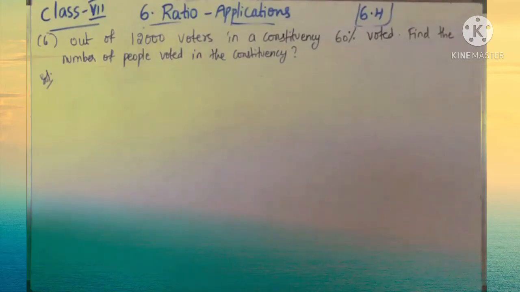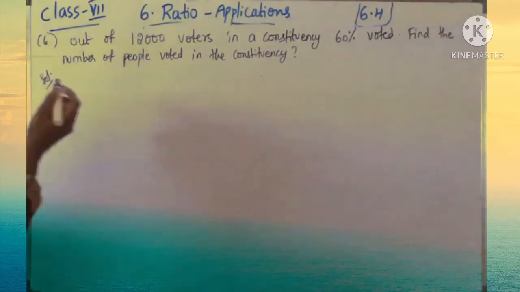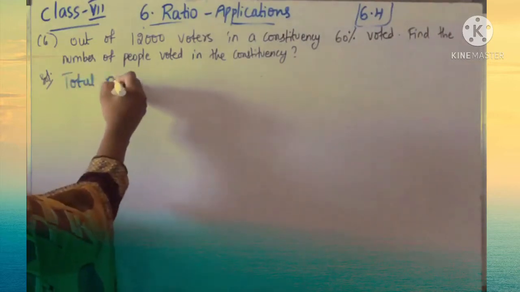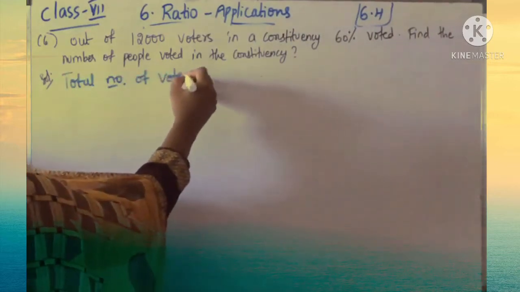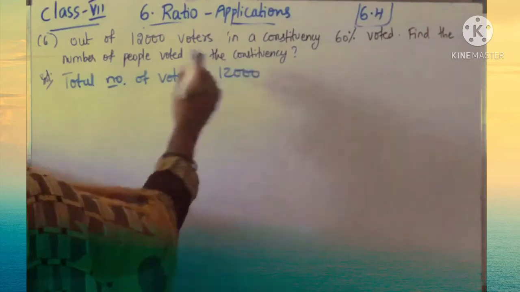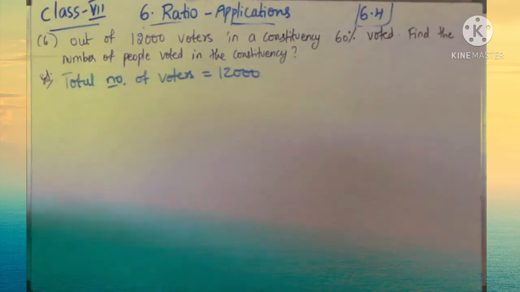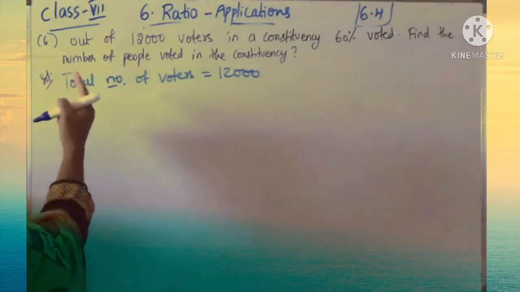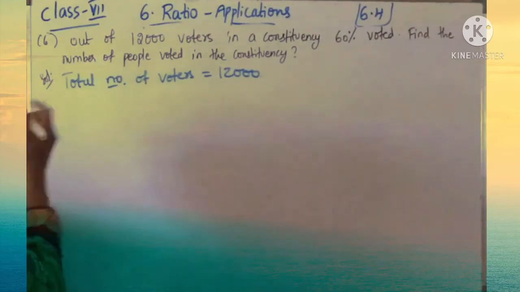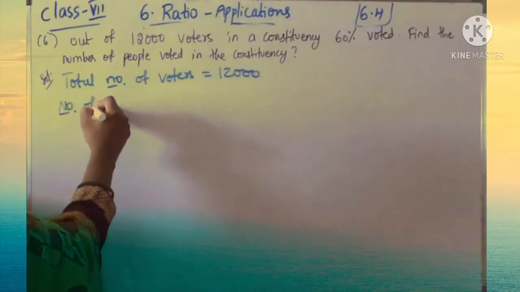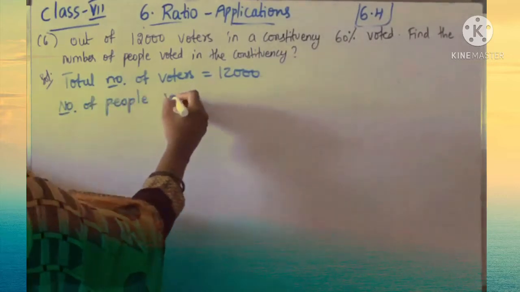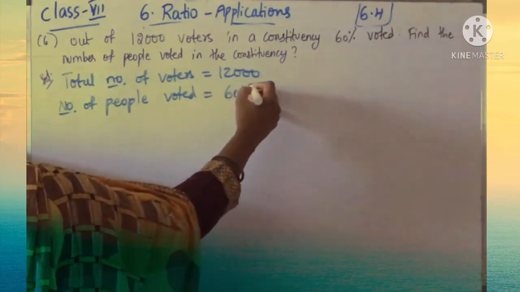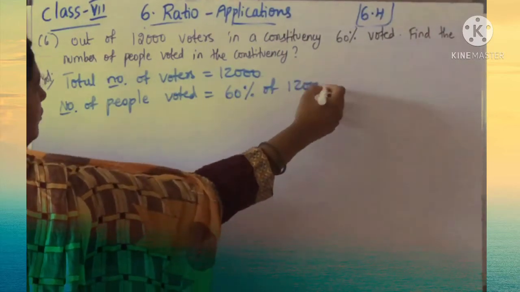Coming to the sixth word problem. Out of 12,000 voters in a constituency, 60% voted. Find the number of people who voted in the constituency. Here, total number of voters, how many? 12,000. Out of 12,000, only 60% voted. So here we need to find how many people voted in the constituency. So the number of people voted is nothing but 60% of 12,000 that we need to find, children.